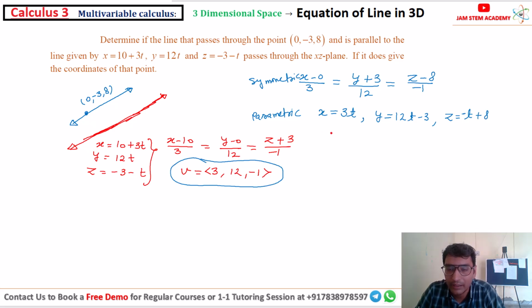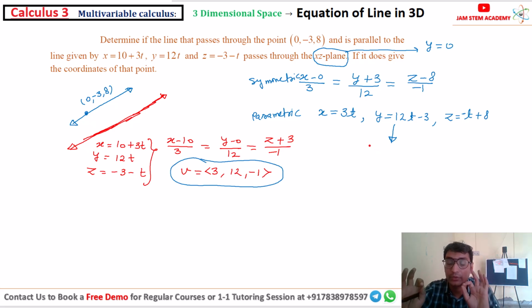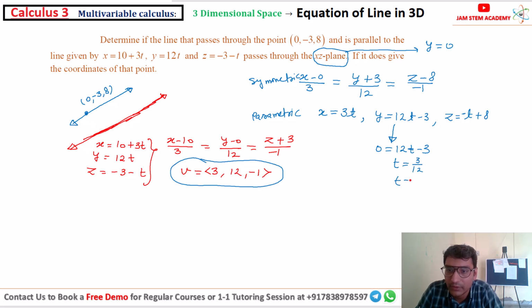According to this question, we have to check whether our required line passes through the xz plane or not. What is the meaning of the xz plane? The xz plane simply means that the y value is 0 there. So the y part must be 0 always. Let's find the value of t for which this happens. We will get a particular value of t. So 0 equals 12t minus 3. That gives me t equals 3 by 12, or we can say t equals 1/4.